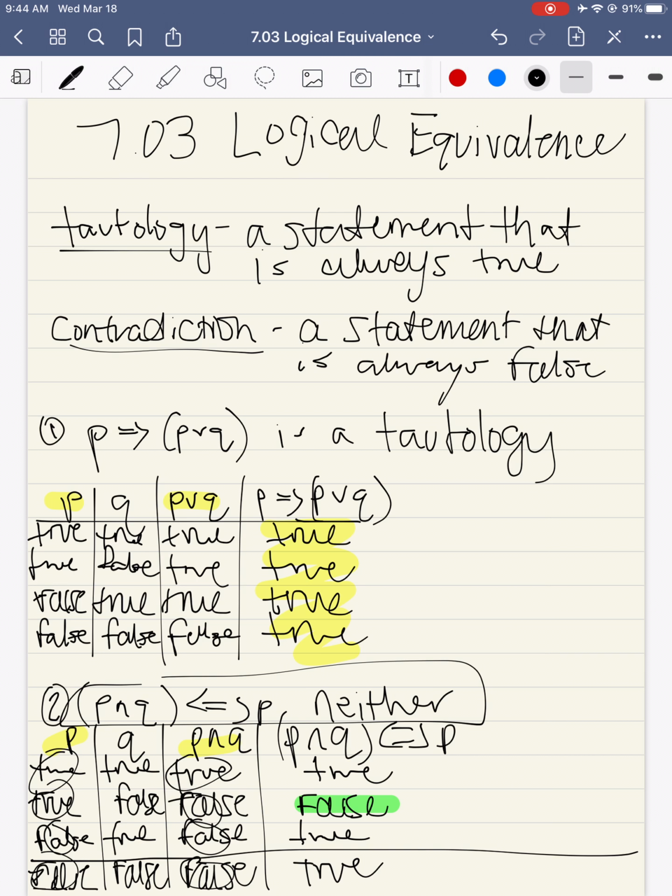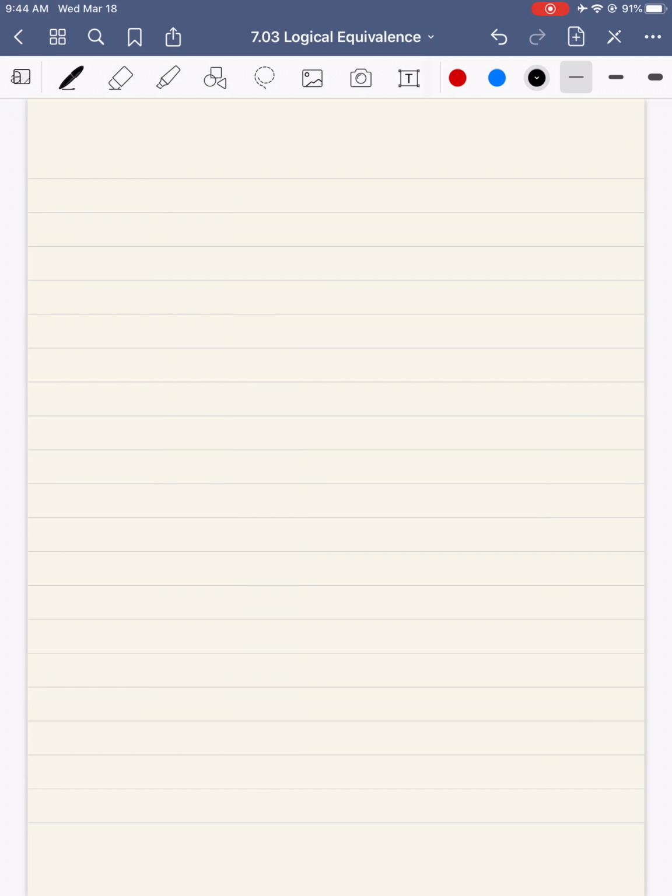So now let's take a look at another statement so that we can see if we have a contradiction or a tautology in this next example. So we have P or Q if and only if P exclusive or not Q.